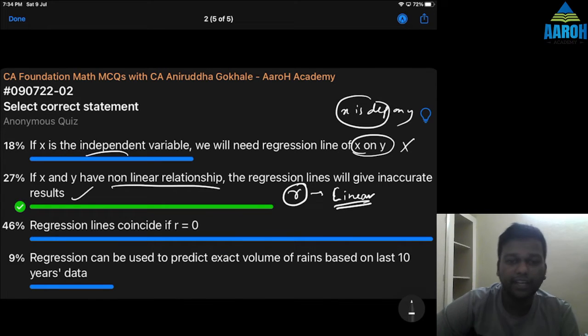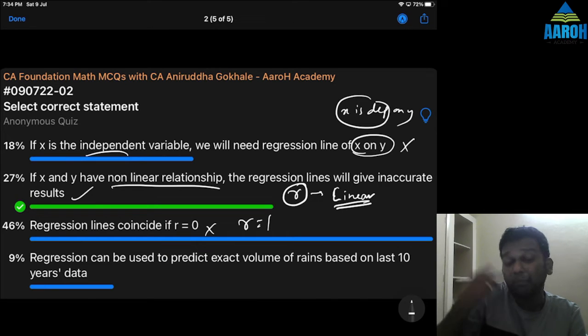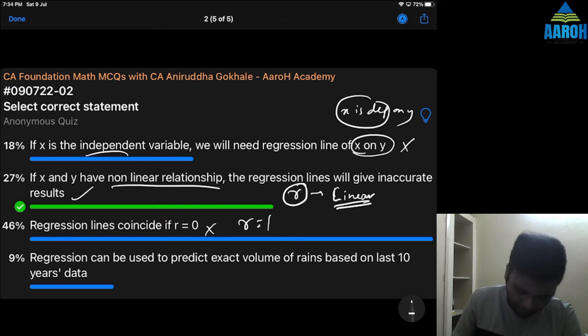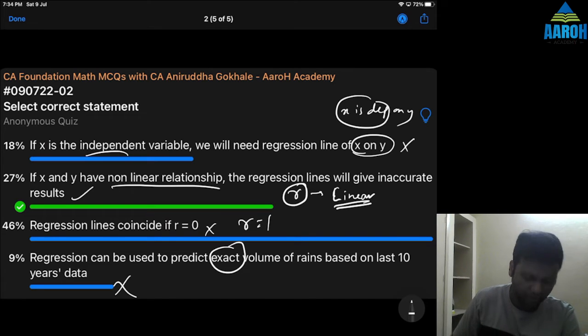Regression lines coincide if r is equal to 0. That is wrong because they coincide if r is equal to 1. They are perpendicular to each other if r is equal to 0. Last, regression can be used to predict exact volume of rains based on last 10 years data. Now, exact is wrong because it can only give us an estimate. We don't know what is going to happen in future, right? So this is also a wrong statement. So our answer is option B.